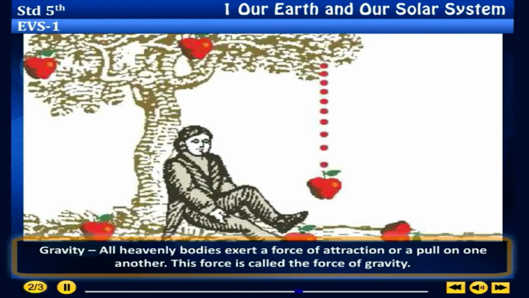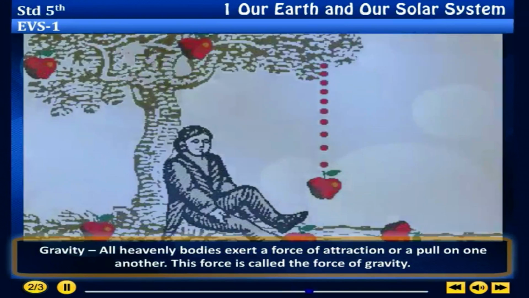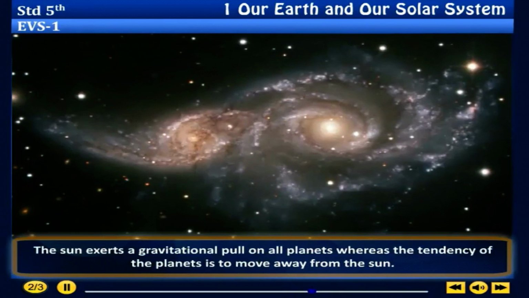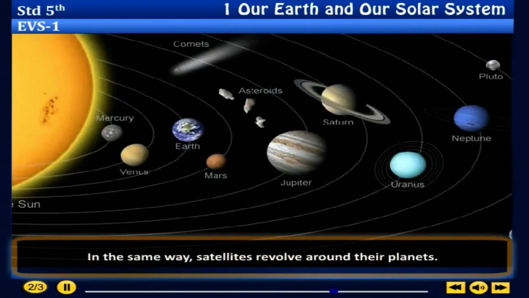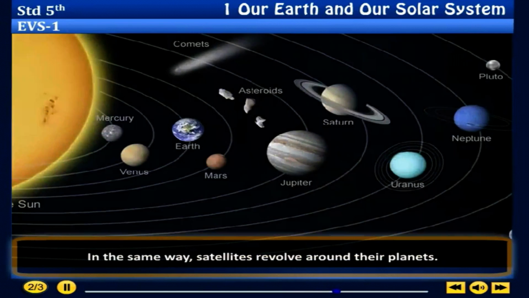Gravity. All heavenly bodies exert a force of attraction or a pull on one another. This force is called the force of gravity. The Sun exerts a gravitational pull on all planets, whereas the tendency of the planets is to move away from the Sun. As a result of these two forces, a planet keeps revolving around the Sun at a fixed distance in a fixed orbit. In the same way, satellites revolve around their planets.